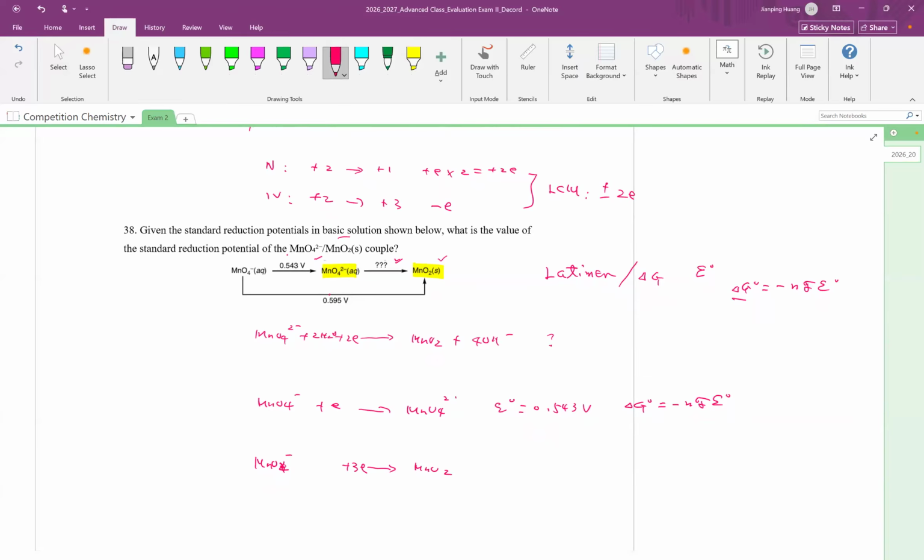Right? Now I'm going to balance charge. Charge should be 4 OH minus. Then I balance hydrogen, and that should be the 2 half reaction. Right? So what's this? And that one equals 0.595. You get a delta G. If this is 1, here it's a 2. You get a minus nFε.